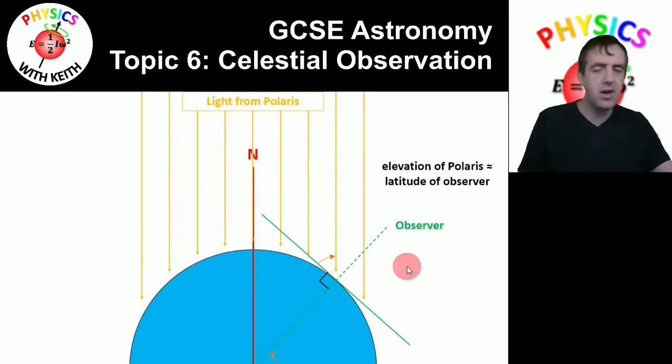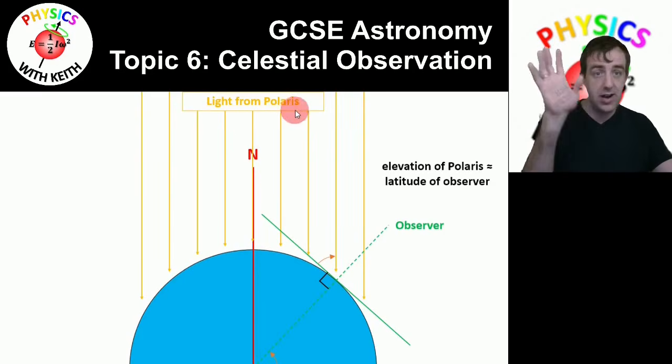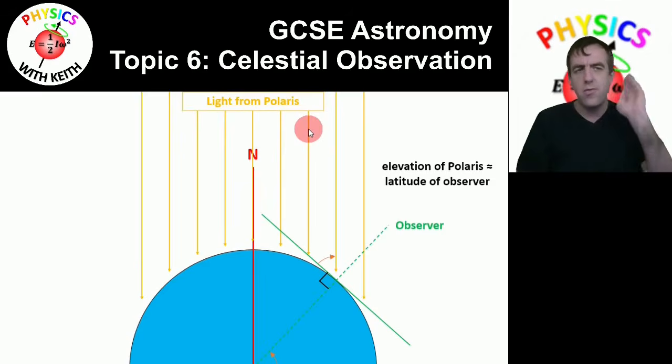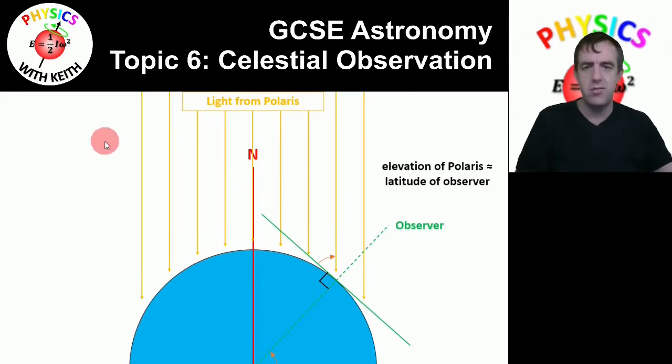So here I've got a little diagram for you. You can see the North Pole here. This is the geographic North Pole. Above it is the North Celestial Pole. And the light from Polaris is coming straight down. It's so far away that all the light is going in a straight line. And we're some observer stood here on the surface of the Earth. We would observe Polaris to be that high above the horizon. This line here, the tangent to the circle, is the horizon. So we measure our angle above the horizon for Polaris. It turns out that's the same as our latitude.